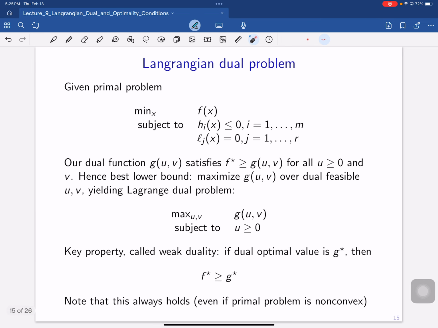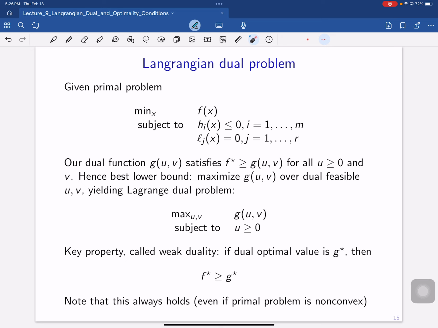Okay. Now, let's talk about some properties of the Lagrangian dual problem. You have this general problem, and then the Lagrangian dual problem is you try to find the maximum over the dual variables u and v, right? Where u is greater than or equal to 0. The goal is to say, G of u, v provides you with a lower bound. You want to find the tightest lower bound possible, right?